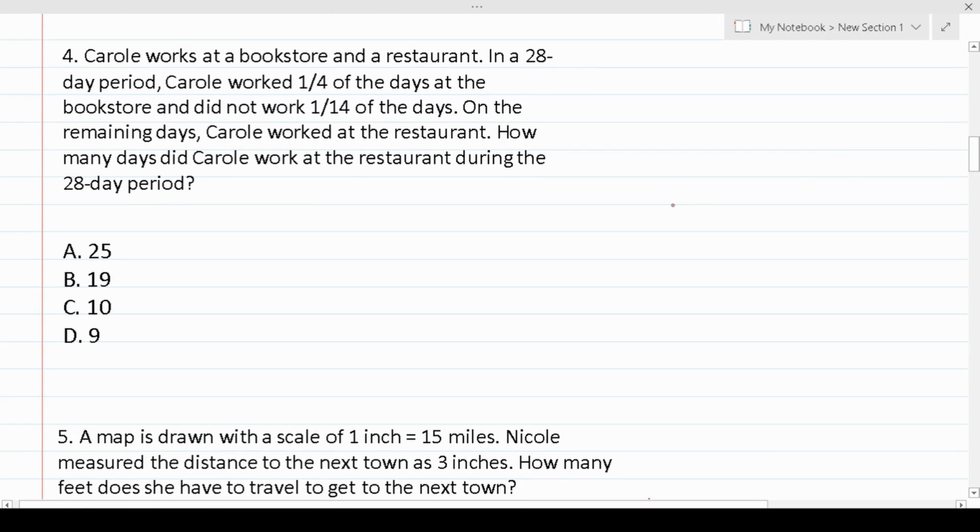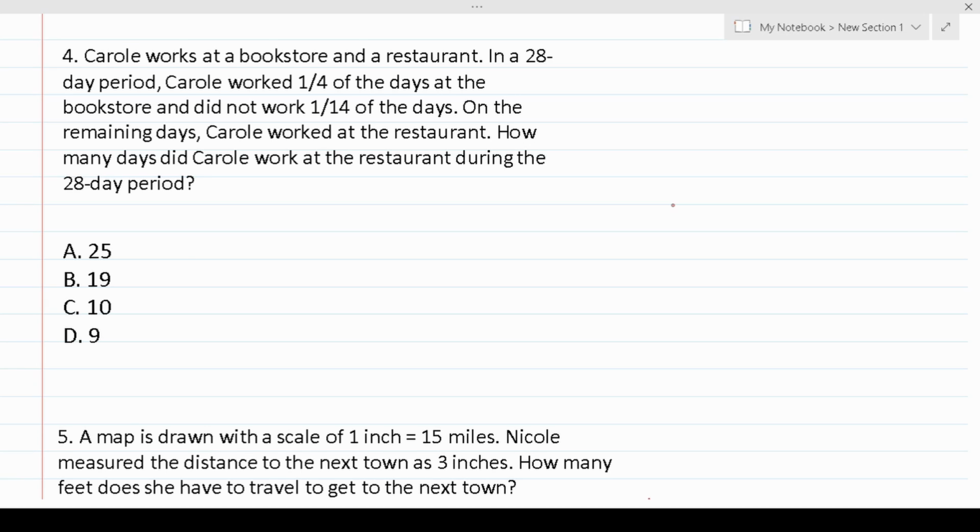All right, number 4 says Carol works at a bookstore and a restaurant. In a 28-day period, Carol worked 1/4 of the days at the bookstore and did not work 1/14 of the days. On the remaining days, Carol worked at the restaurant. How many days did Carol work at the restaurant during the 28-day period?